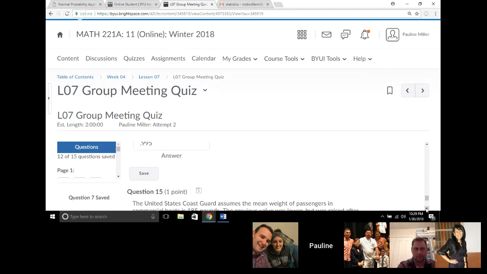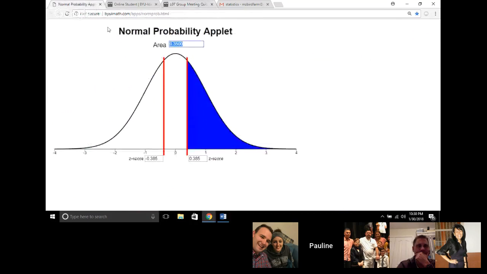Lesson 7. Yeah, the 40th percentile. In the applet, you're going to put 0.40, and then that's the area. Then it's going to tell you what the z-score is. So yeah, you're putting 0.35 if you want to know the 35th percentile, or 0.4, or 0.9 if you want to know the 90th percentile. And then you make sure that you've got the areas shaded right. Yeah, that's the thing.